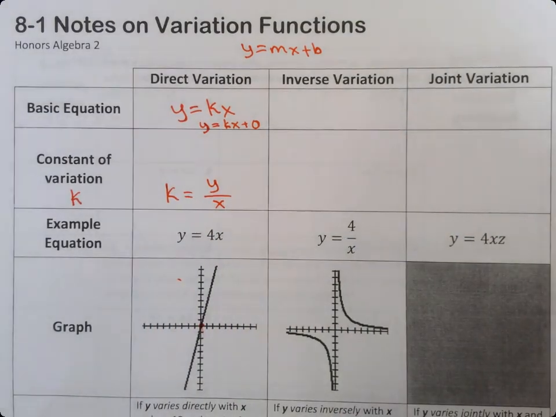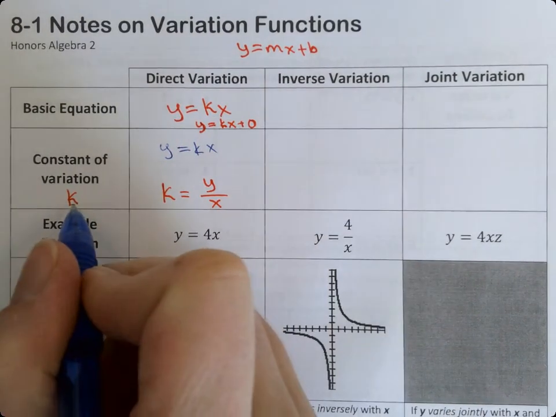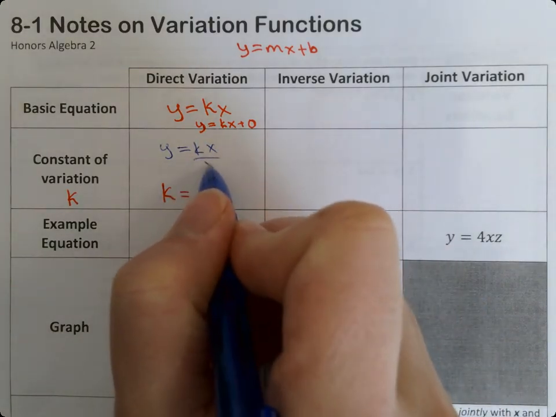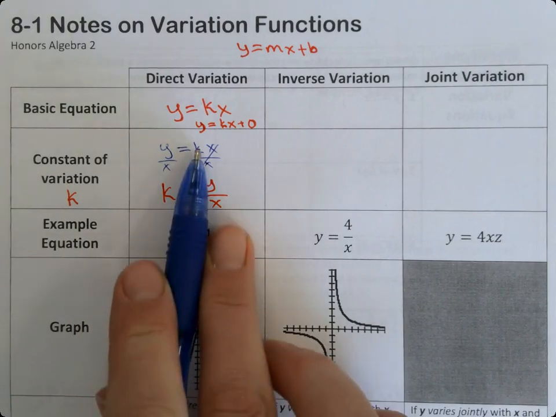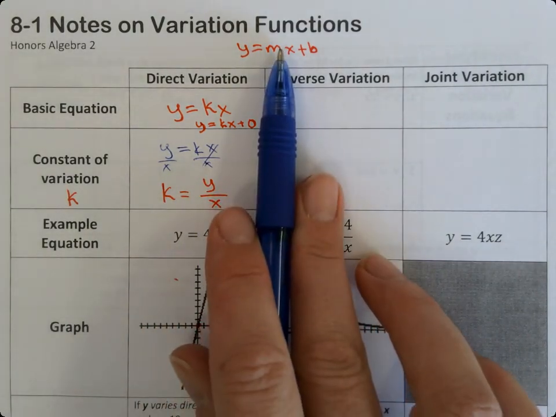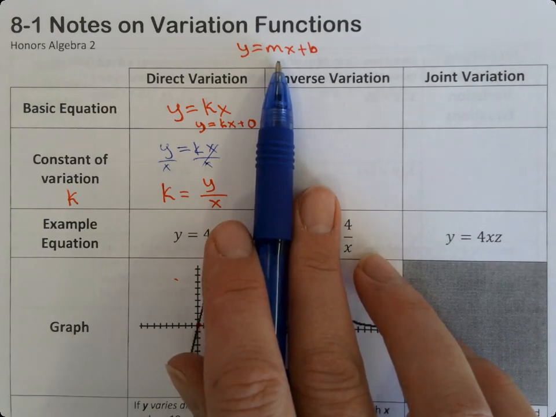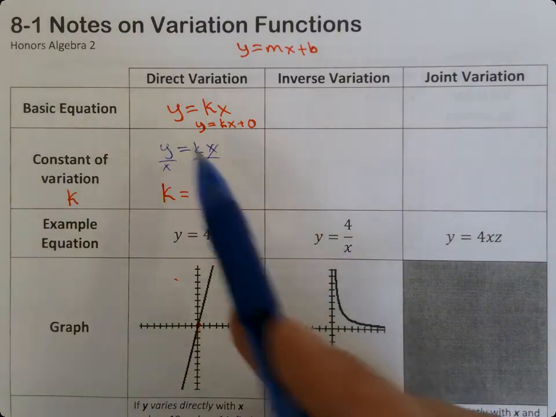So how did I get that? Well, if you have y equals kx, and I tell you to solve for k, the constant of variation, you would divide both sides by x, and that's what we get. K, the constant, is equal to y over x. Now that should remind you of slope. Isn't slope the change in y over the change in x? Slope is y2 minus y1 over x2 minus x1. We don't need that. We just need one ordered pair because we know it's a constant.